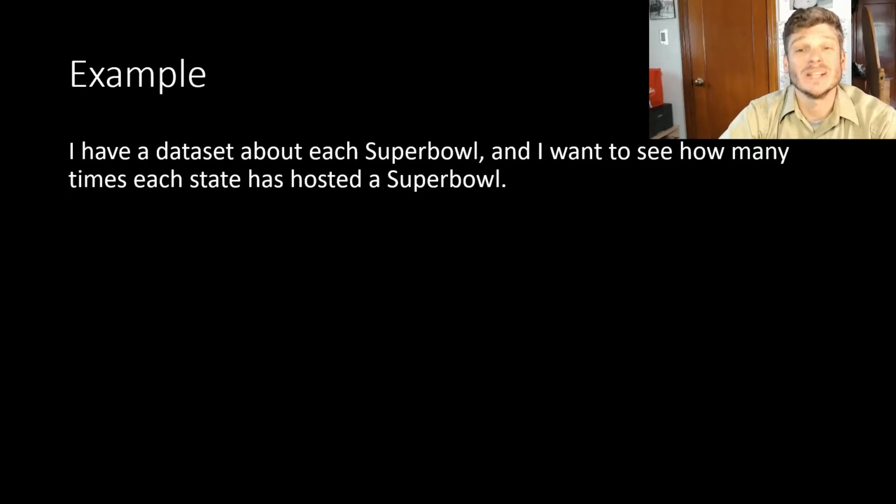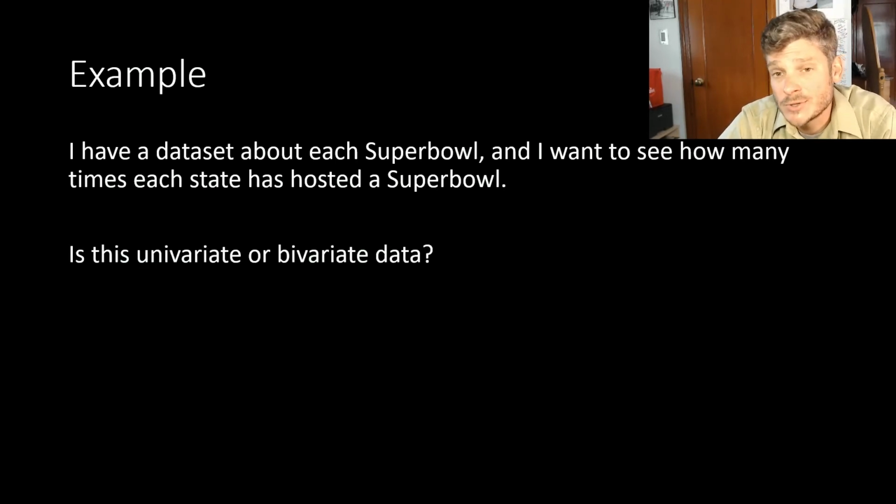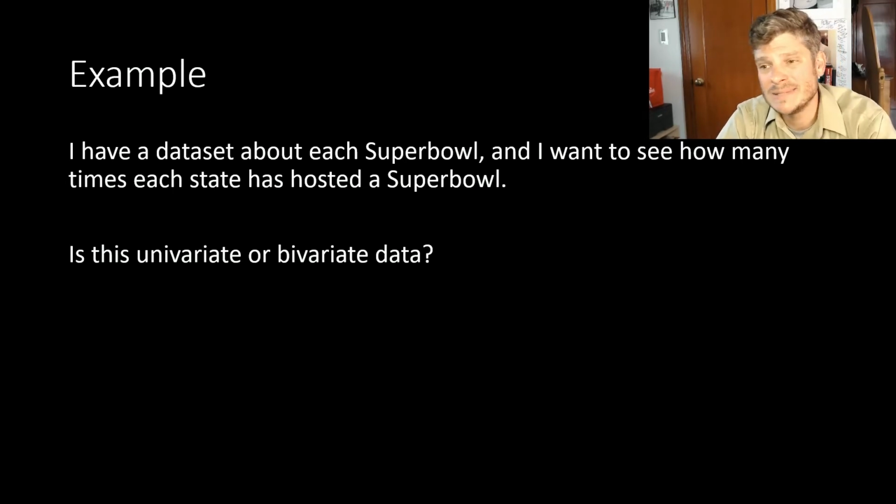All right, so let's say I have a data set about the Super Bowl, and I want to see how many times each state has hosted a Super Bowl. All right, so that's the data I want to look at. So before I start trying to create my plot, I want to ask myself, well, first of all, is it univariate or bivariate? Well, I'm only looking at one thing, right? How many times each state has hosted a Super Bowl? So that's univariate. There's only one variable, and it's going to be the name of the state.